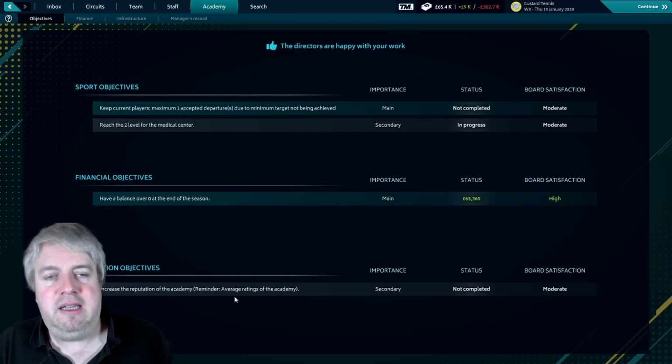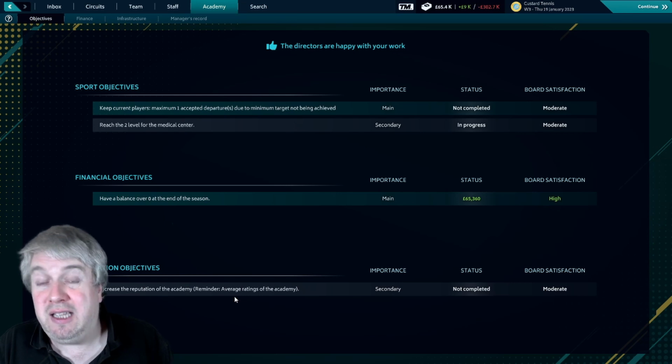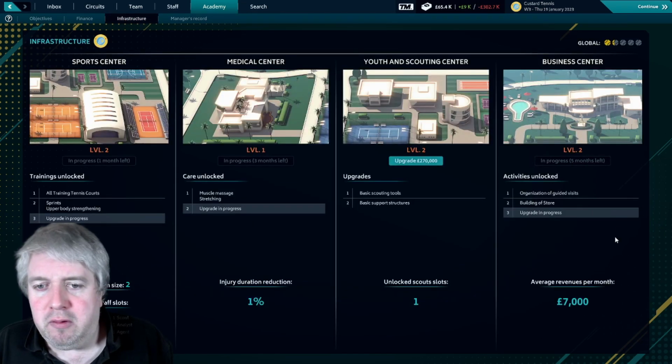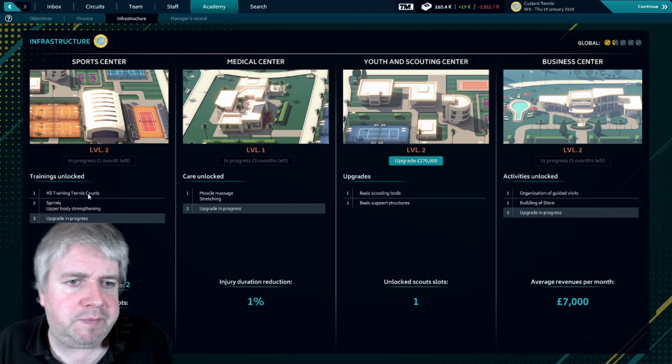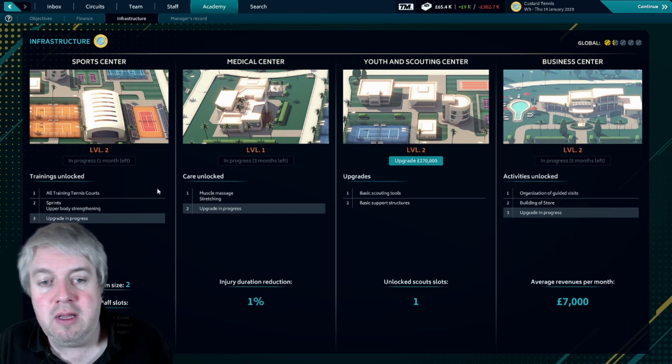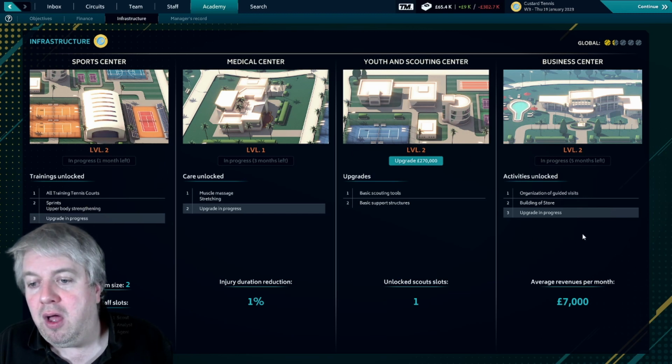Now, when I was looking into the reputation stuff in relation to the academy, it looks like it is all related to infrastructure. So the only way we can get this up is by increasing that infrastructure. So that's exactly what we've done. From last time out, we were upgrading the sports center, and you can see here we now have up to a level two. In a month's time, we'll have a level three sports center, which is going to unlock more staff spots. But we have just also upgraded the business center.